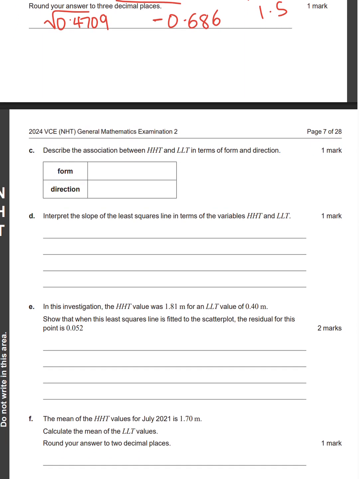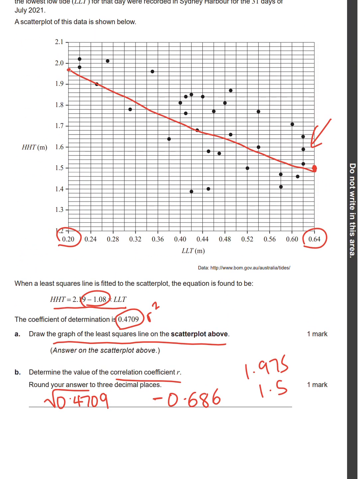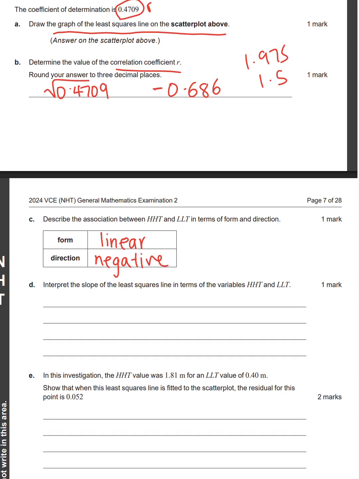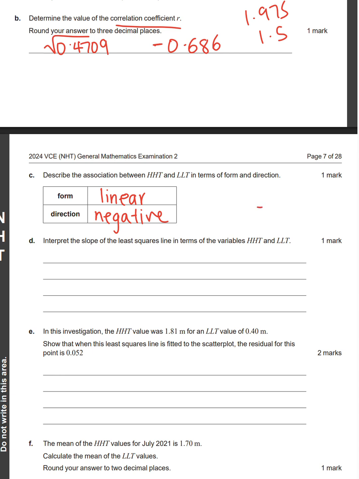All right, moving on, describe the association. So form is either linear or non-linear. This one in this case is linear. And then we've got our direction, which we just talked about being negative. So that is negative there. Interpret the slope. So the slope is 1.08 of the lines in terms of these. All right, so on average, now remember this is just a formula in your book or just a sentence in your book. You just have to fill in the information.